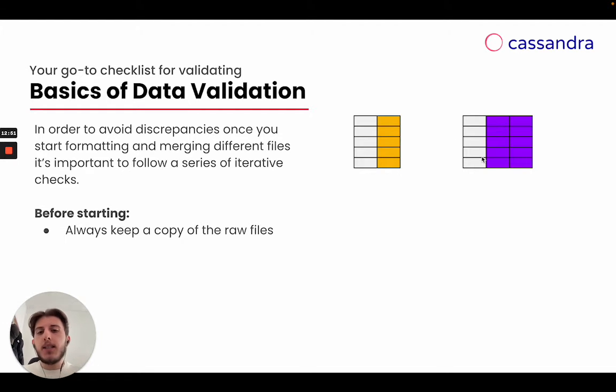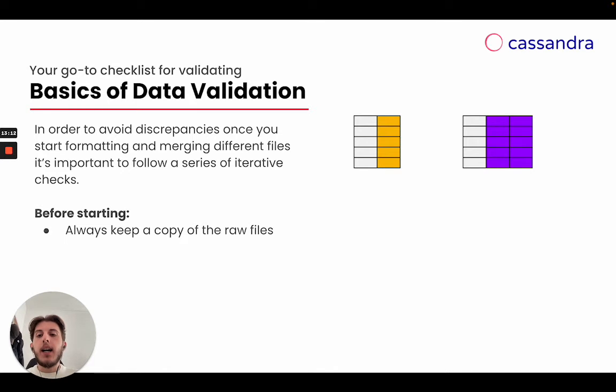The first thing that's important to do before even starting working on merging and formatting is always keep a copy of the raw files, because that's going to be a lot easier whenever there are any discrepancies to go back and start from a fresh point, from a point that's actually correct.